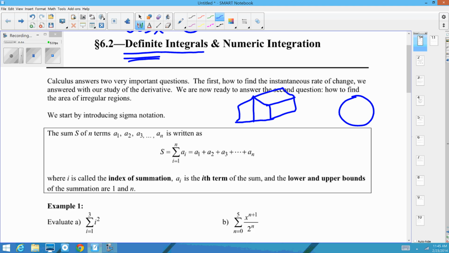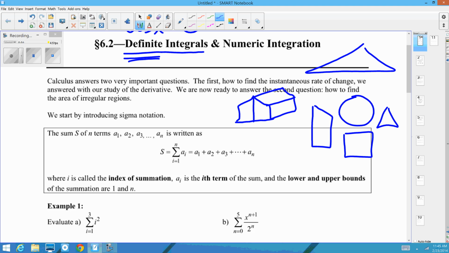Okay, so we know basic formulas. We know a circle, we know a square. Maybe you even know this crazy trapezoid-looking shape. Definitely triangles. Maybe not all triangles. Maybe you don't remember how to find the area of a non-right triangle. But they're boring. They're not exciting. How do you find the area of a shape that looks like this? How would you find that? And we're going to answer that by integration.